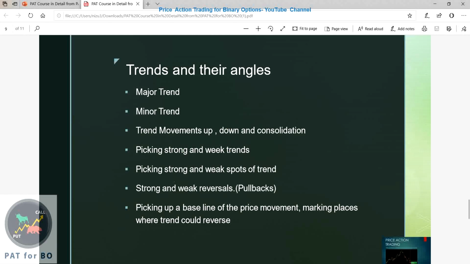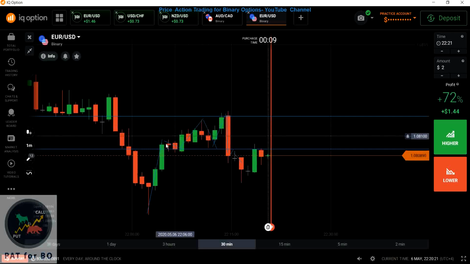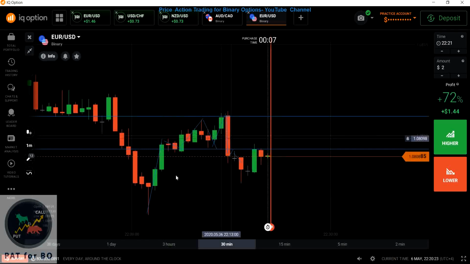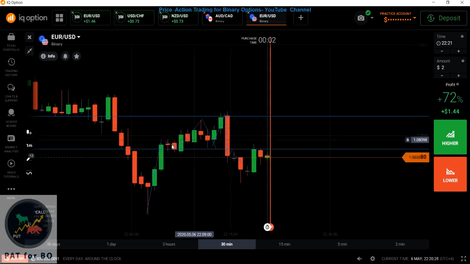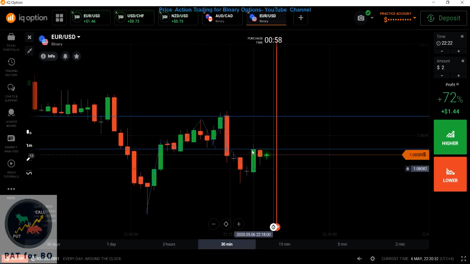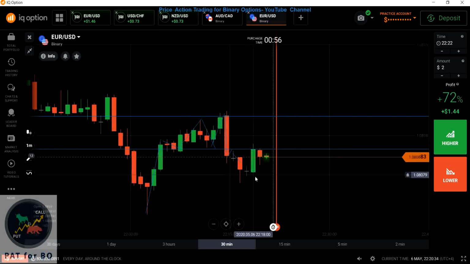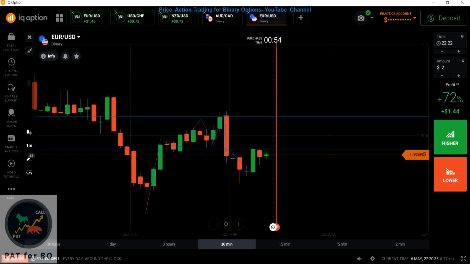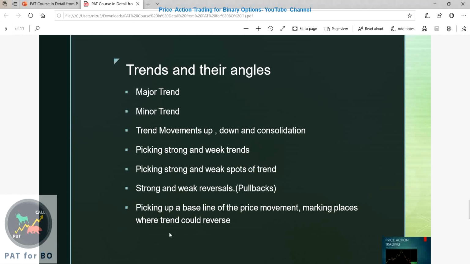So what is next? Strong and weak reversals means these are weak reversals, these are strong reversals. This trend is already weakened because we saw so many sellers coming into this area, but here it is fairly strong, a little bit strong. I am seeing again a strong candle from this. So this is how you should understand.